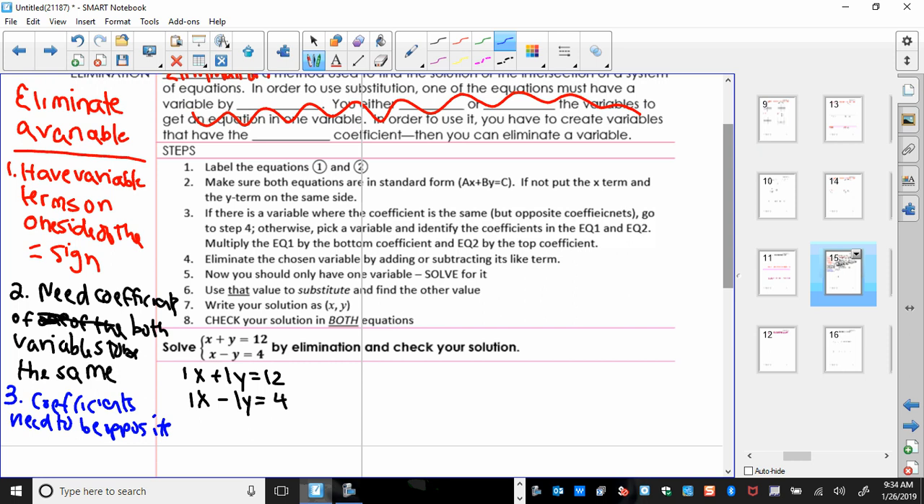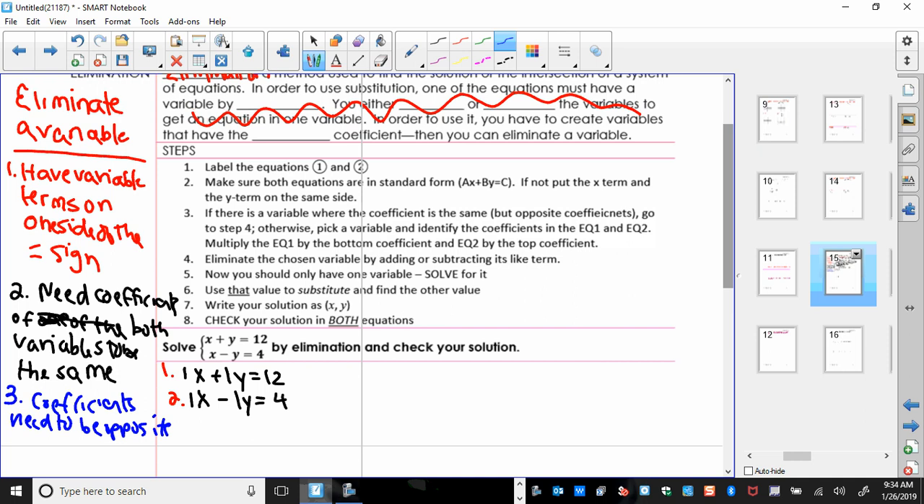We go to the steps. We start to follow the steps. We label the equations number 1 and number 2. So this is number 1, this is number 2. We make sure both equations are in standard form. That's the x term plus the y term equals a number term. If not, put the x term and y term on the same side. We don't have to do that. Now, if there is a variable where the coefficient is the same but opposite, you go to step 4. So we can skip the rest of that part.